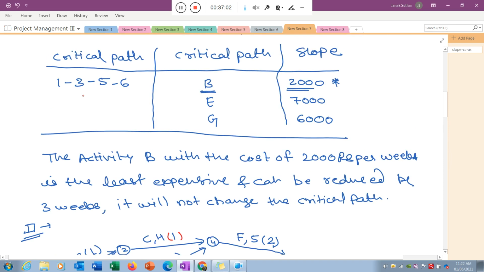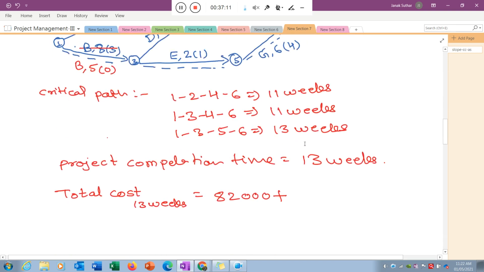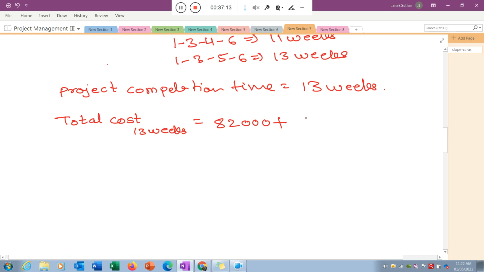Then what will be the cost increment? If I reduce the activity B by 1 week, then the cost increment is given by the slope, that is 2,000 rupees. So if I reduce by 3 weeks, then 3 into 2,000 is the increment in the cost. So if you want to complete your project early, then the cost will be increased. So now you can see the new cost is 88,000. That is the new cost. Is there any doubt, class?